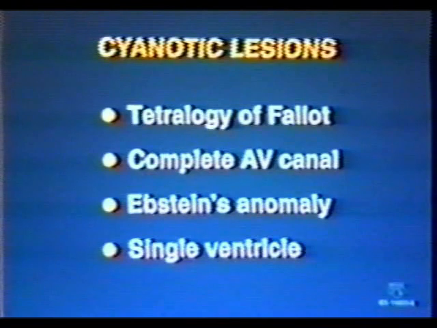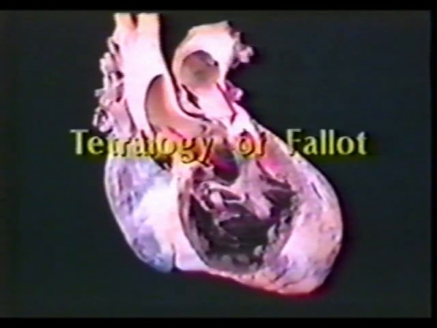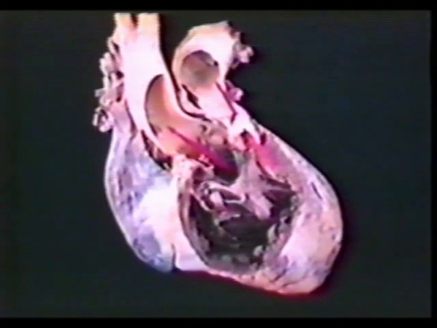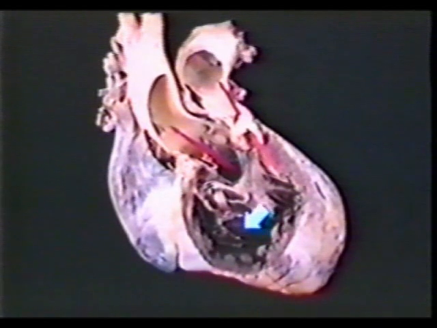Having discussed the segmental approach, we will now demonstrate 2D features of these select cyanotic lesions. The anatomic features of tetralogy of Fallot can be clearly seen on this anatomic specimen. Note right ventricular hypertrophy, large subaortic ventricular septal defect with overriding aorta, and infundibular pulmonary stenosis.